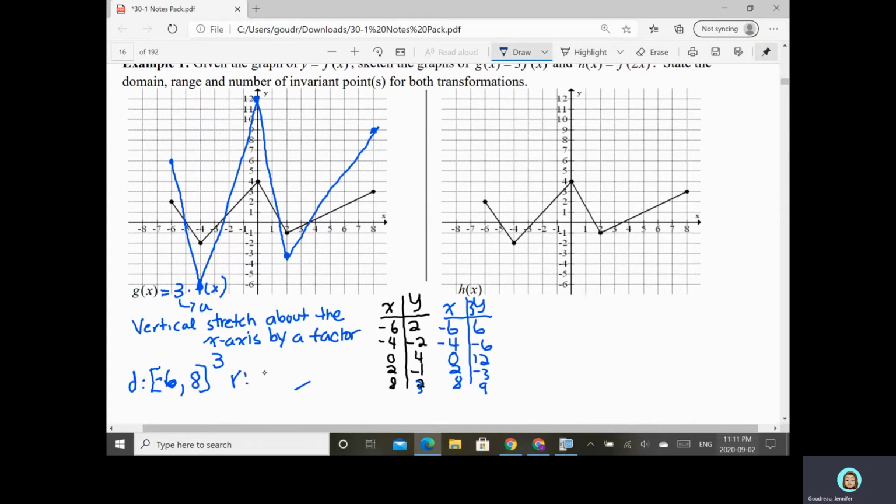The range, lowest y value is now -6. Highest y value is 12. Now, the number of invariant points. Well, we stretch this about the x-axis, so our x-intercepts are going to be invariant. How many x-intercepts do we have? We have 1, 2, 3, 4 invariant points. This question is not asking us what the invariant points actually are, just how many there are. So this one has 4 invariant points.